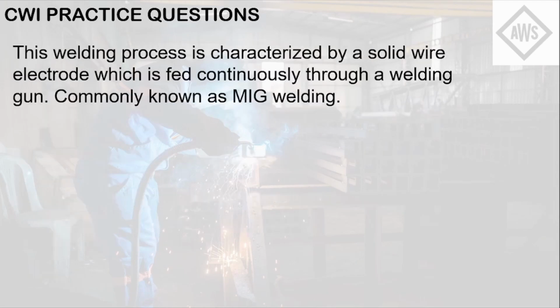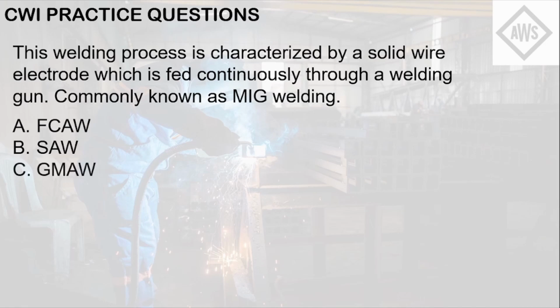This welding process is characterized by a solid wire electrode which is fed continuously through a welding gun, commonly known as MIG welding. Letter A, FCAW. Letter B, SAW. Letter C, GMAW. Letter D, GTAW. So FCAW is characterized by a tubular electrode, so definitely that's not the answer.